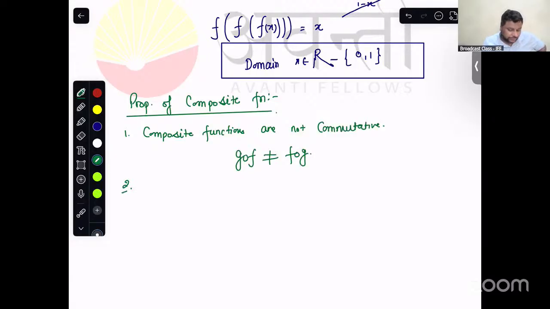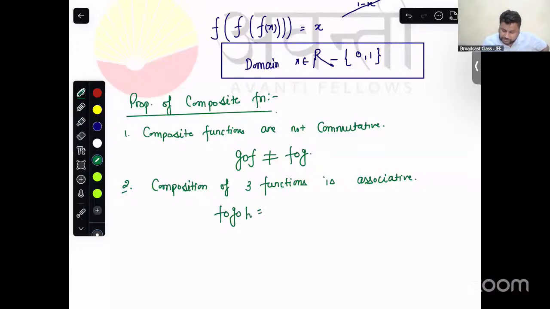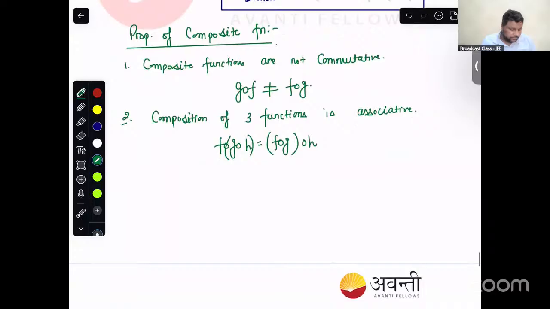Second, composition of three functions is associative. That is, fogoh is equal to, so first of all you calculate this, or you start with this, they are one and the same thing. Understood?